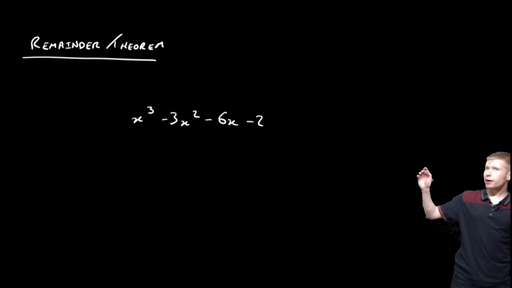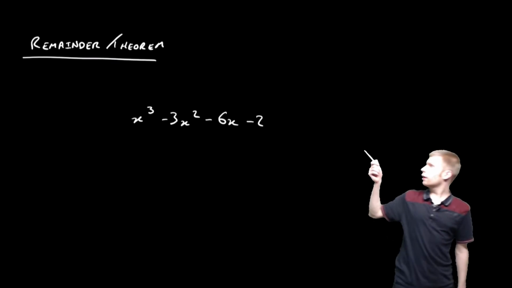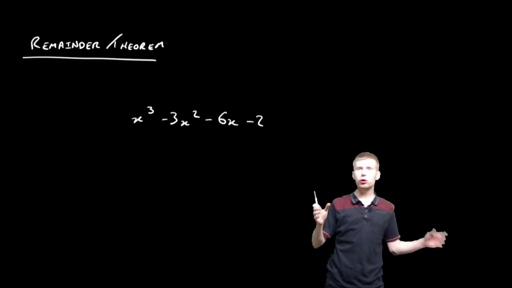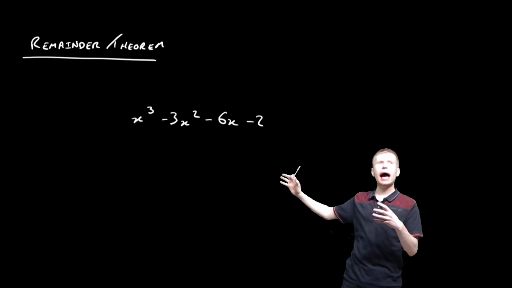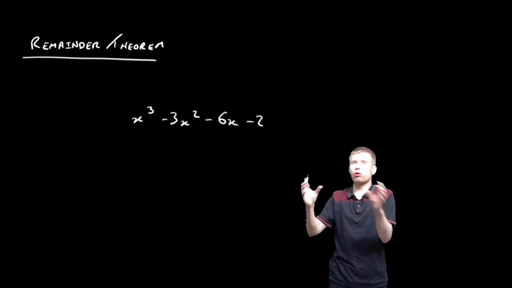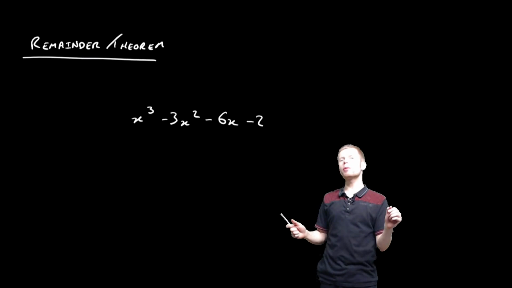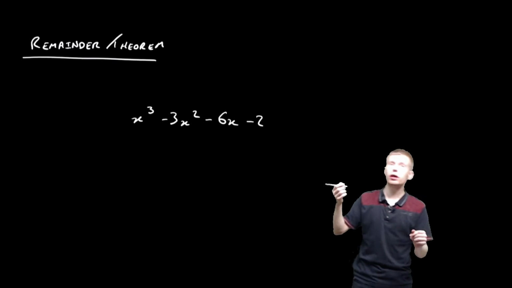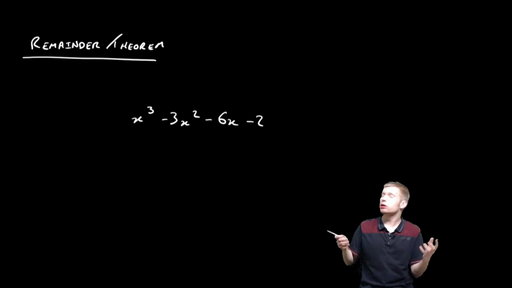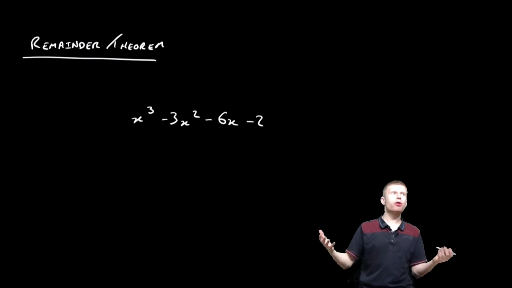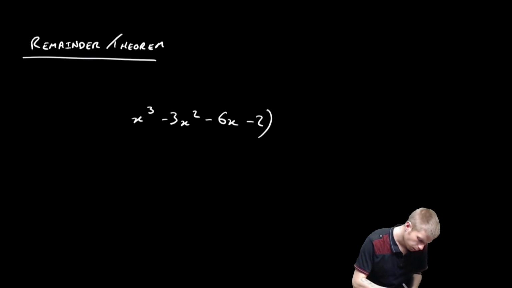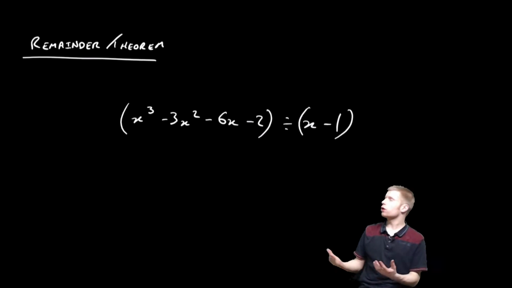Hello! So, now we're going to talk about the case when we end up getting a remainder. So far we've talked about how to factorise this thing and we get a nice set of three factors. Now we're going to talk about the case when we don't get that. In other words, the question might say, for example, given this polynomial, find the remainder when it's divided by x minus 1. So let's find the remainder when it's divided by x minus 1.